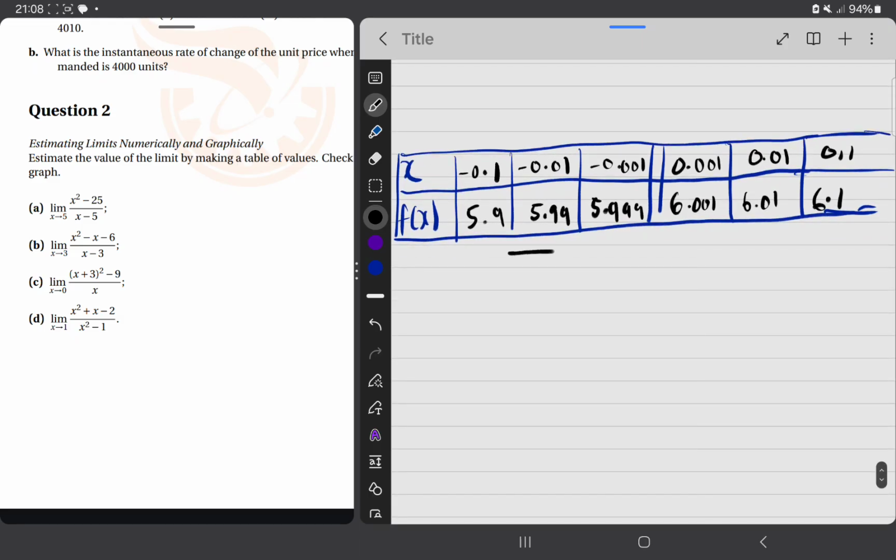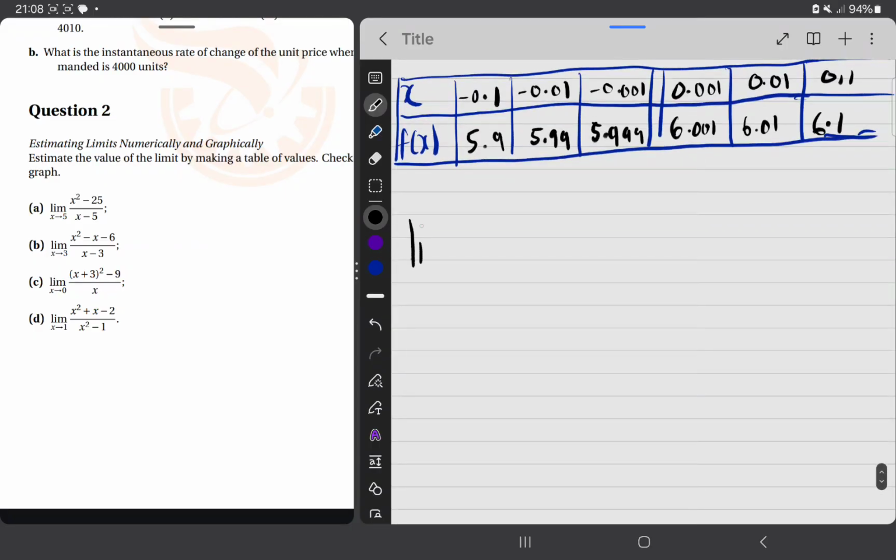Now, what am I going towards? If I move like this, I'm going towards 6. If I go down, I'm going down towards 6. So therefore, I can say the limit as x approaches 0 of (x plus 3) all squared minus 9, all over x, is going to be equal to 6.